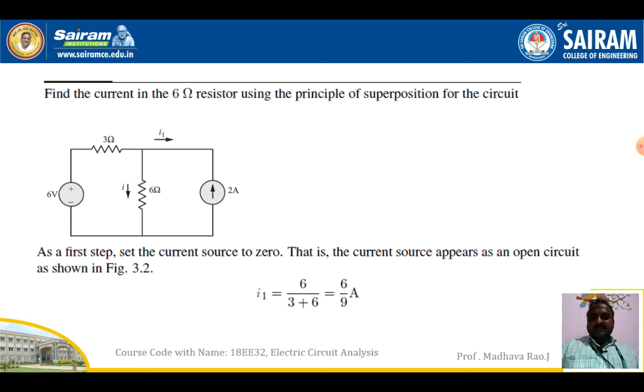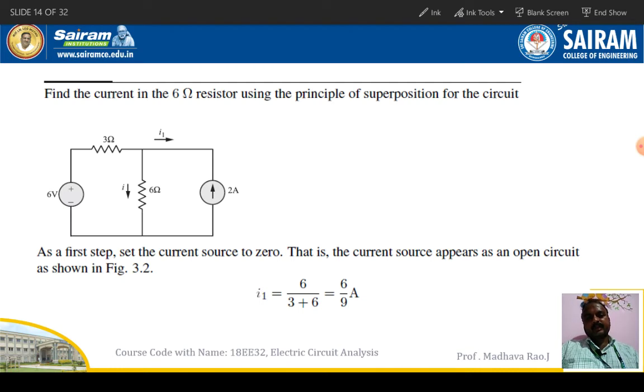Okay. So we have to find out the current in the 6 ohm resistor. First we have to observe the circuit, and we have to follow the procedure. So what is the procedure? We'll see. First, observe the circuit, and second, find the sources.